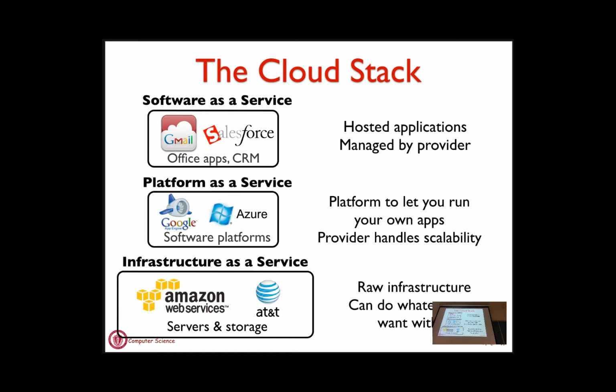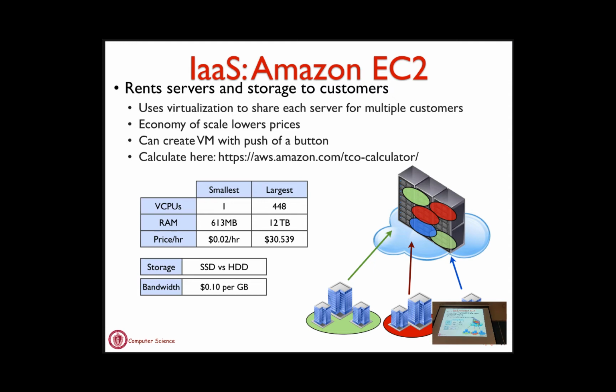So Amazon EC2 is an example of infrastructure as a service. It uses virtualization to share each server among multiple customers. So you can have a server that is actually divided, and they provide virtual CPUs.